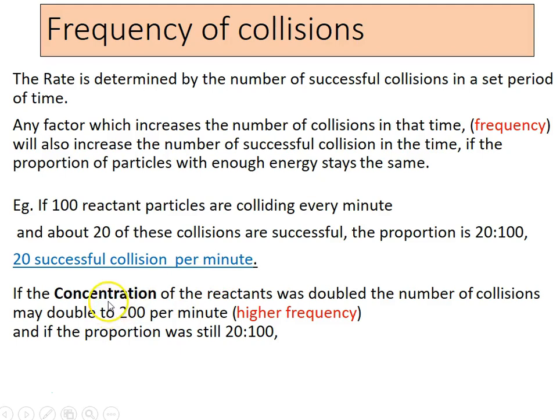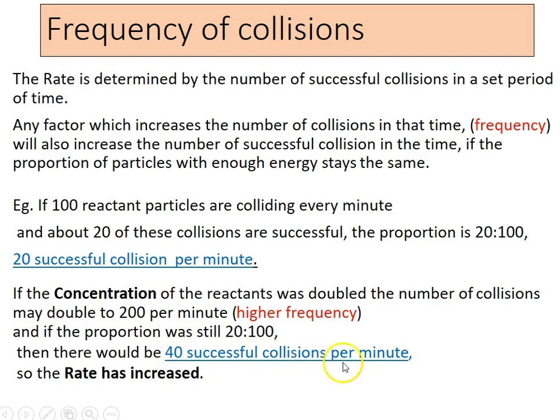If you did something to speed up the collisions that you have per minute, so maybe if you increase the concentration, then you might double the number of collisions that are happening per minute. So if it's still 20 for every 100 and you've got 200 a minute now, then you would have 40 successful collisions per minute. This is the proportion, out of every 100 you have 20. So this is not changing the proportion, it's just changing how many in total you have. So that's what frequency means.